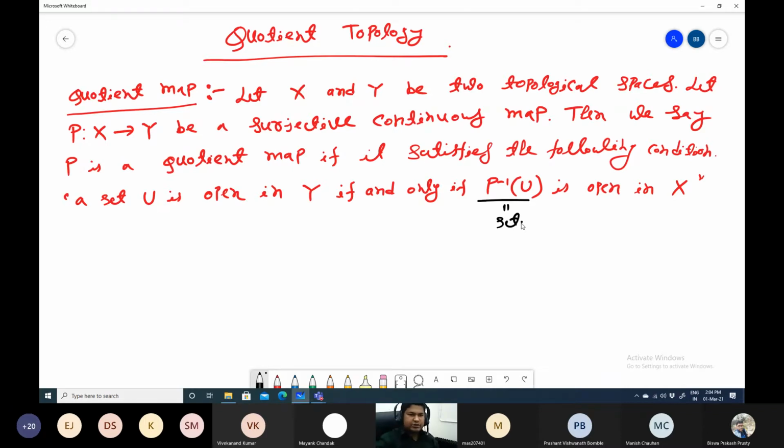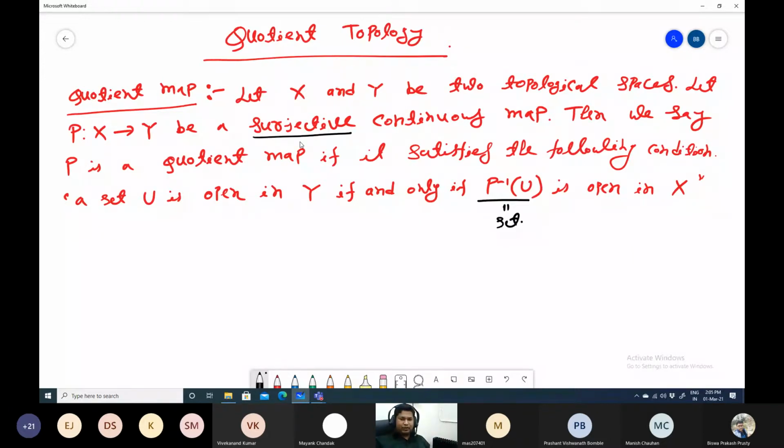Okay, so then the quotient map looks like a homeomorphism, right? Now, what was the definition of homeomorphism? P is a bijective continuous map, right? And a set U is open in Y if and only if P inverse U is open. But here for the quotient map we release the bijective condition. So instead of bijective, we just need surjective. You remember that we need surjective. That is important.